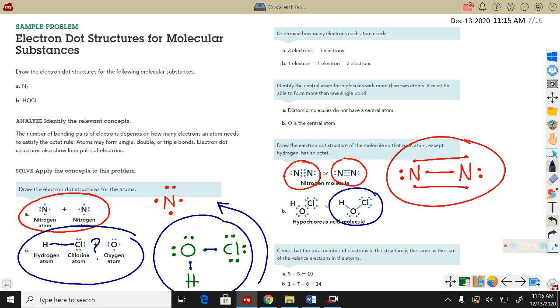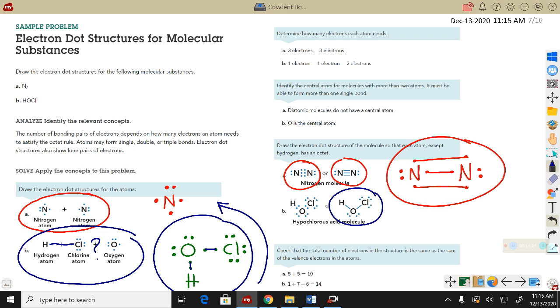A proper Lewis dot structure has to follow 2 rules. Rule number 1, everyone's got a full outer shell. Oxygen's got a full outer shell. He's got 4 non-bonding electrons and 4 bonding. Hydrogen only needed 2. And chlorine, yep, he's got a full octet with 8. He just needed 1 more. So that was rule number 1. Everybody gets a full outer shell.